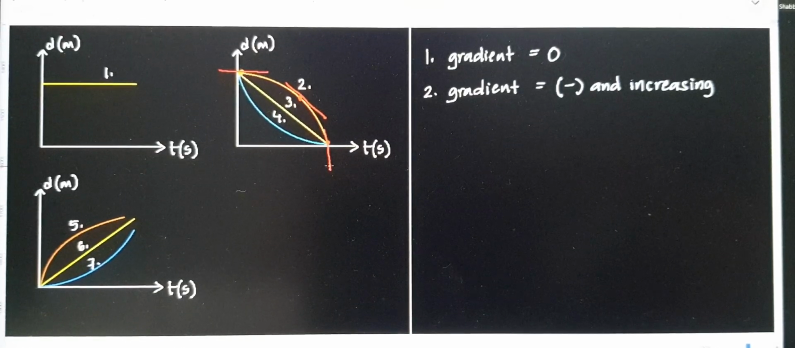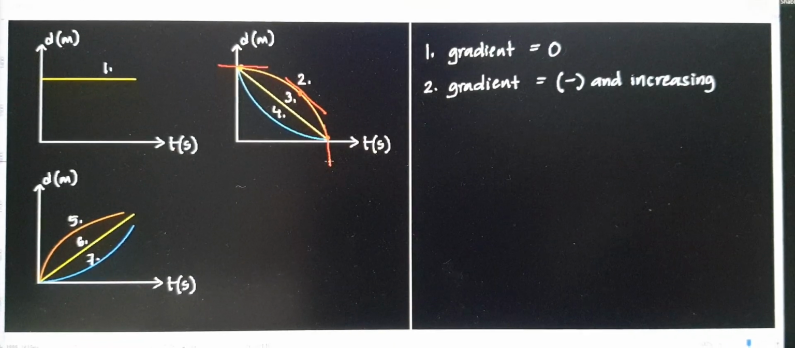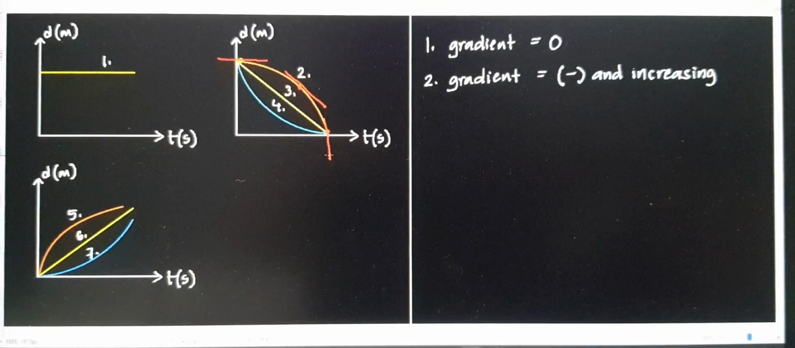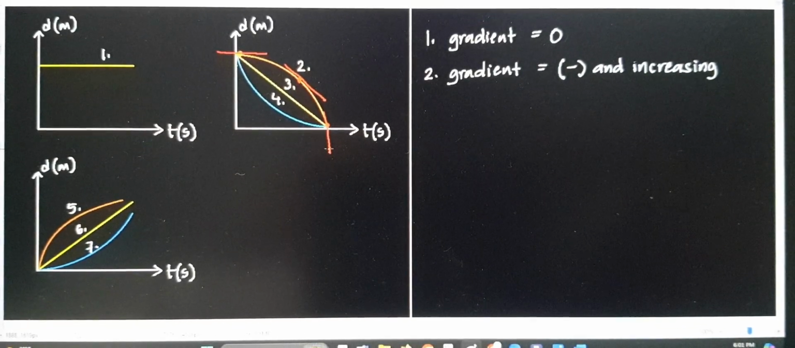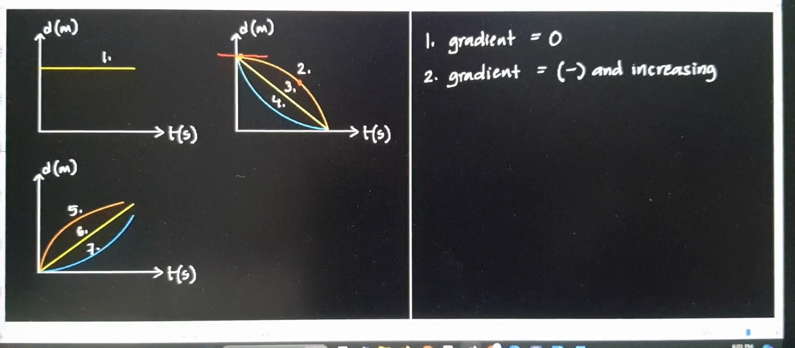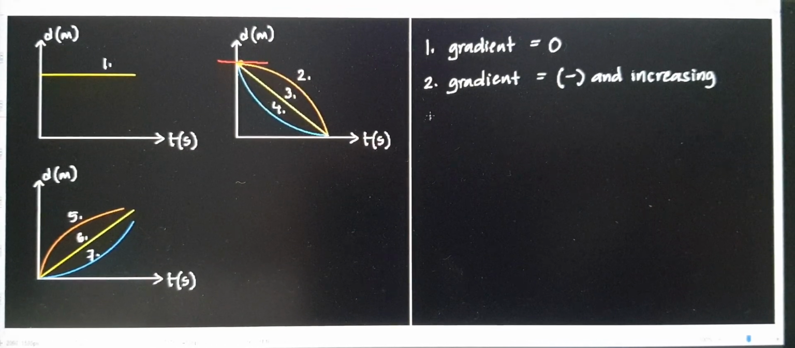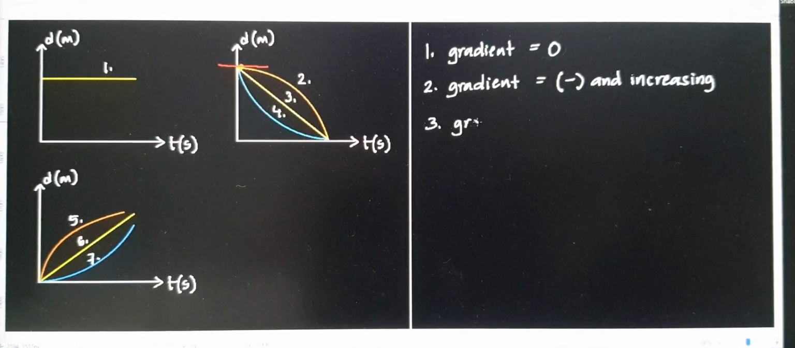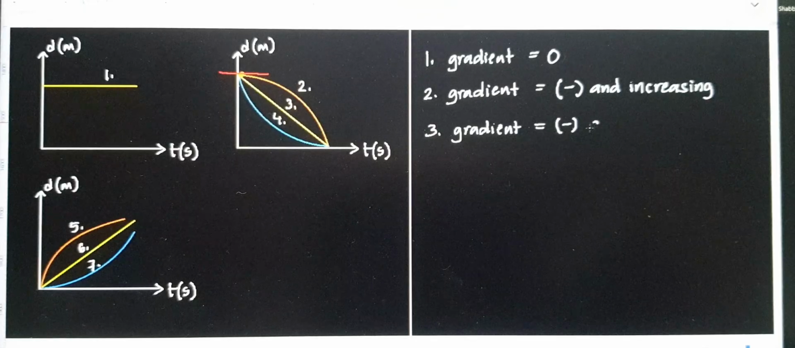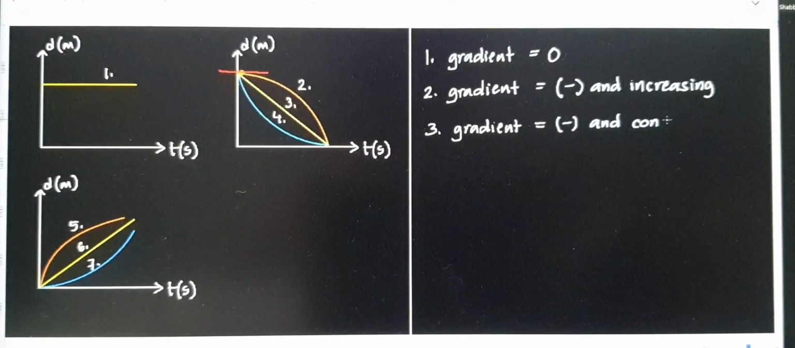Because it's going downward, sloping downward. Very nice. Why are we saying it is increasing? Because the gradient is steeper as you progress down the line. Right? Very nice. So what can you tell me about 3? Gradient is negative and constant. Very nice.